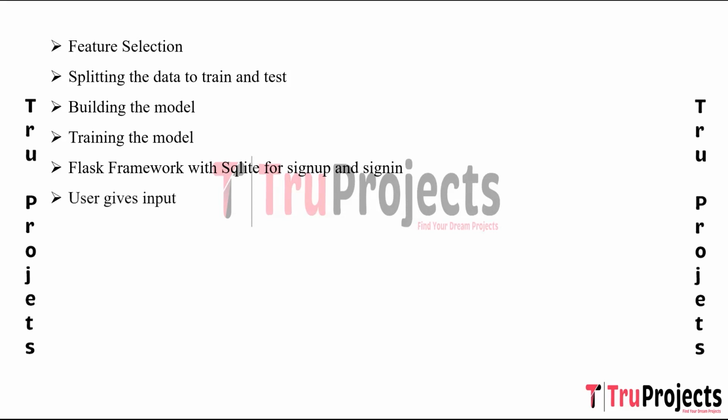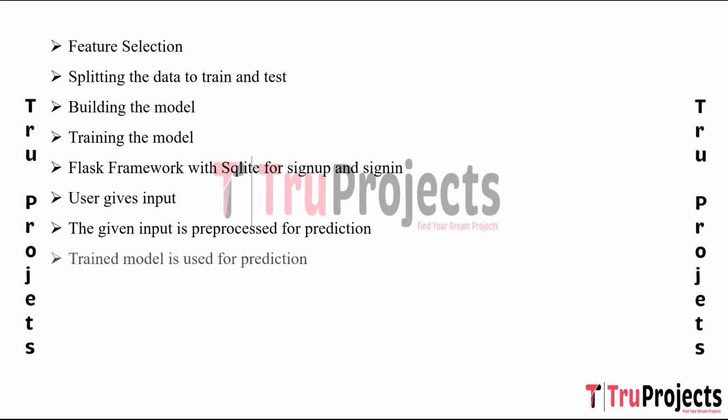User gives input. Users interact with the web application by providing input in the form of text data through the front-end interface. The given input is pre-processed for prediction. The input provided by the user is pre-processed to ensure consistency and compatibility with the trained model. Pre-processing steps include removing URLs, punctuation, stop words, and normalizing the text.